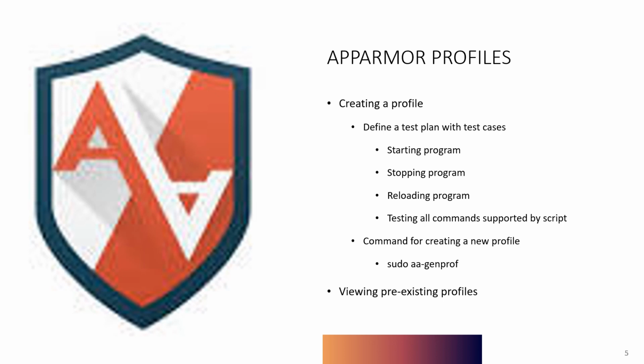Now, how do we create an AppArmor profile? When creating a new profile, it is strongly recommended to first identify a test plan and also establish test cases. These test cases can include, however not limited to, starting the program, stopping the program, reloading the program, testing all commands supported by the script. Once satisfied with the testing, the new profile is created by using the sudo aa-genprof executable. To include the profile in the AppArmor profiles package, a bug will need to be filed within Launchpad and include the test summary and the profile attached to the bug.